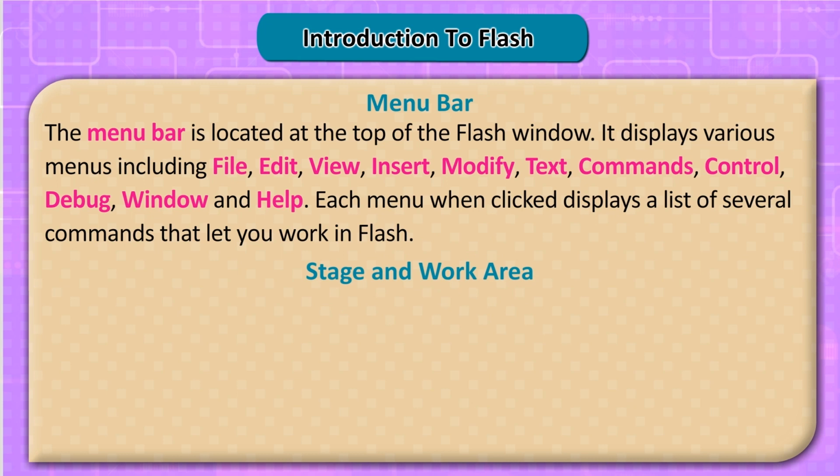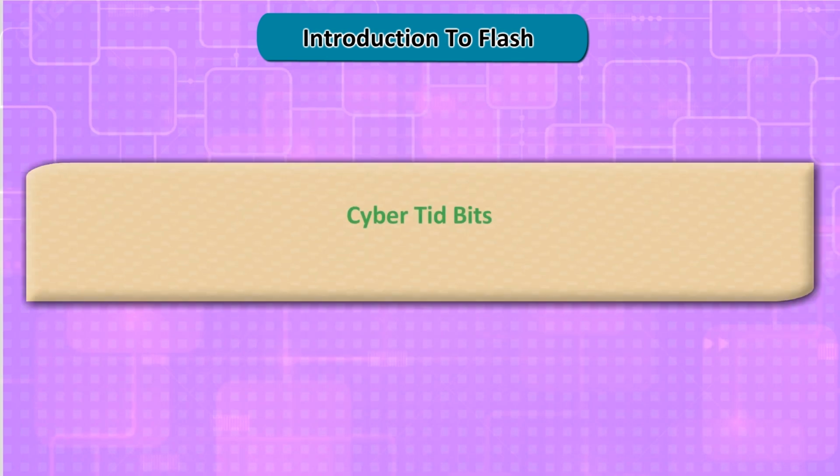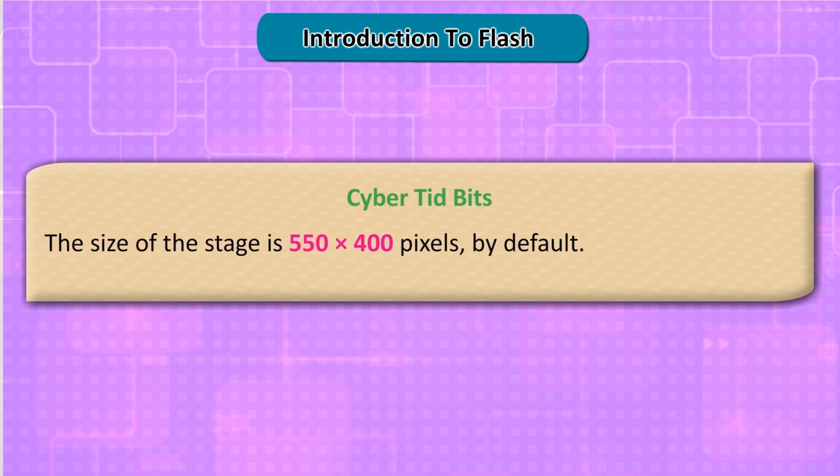Stage and Work area. The white rectangular area in the center of the Flash window is called the stage. This is where you can draw pictures, graphics and animations. The gray area surrounding the stage is called the work area or backstage. You can also place objects on the work area but these objects will not appear in the final Flash animation or movie. Cyber Tidbits. The size of the stage is 550 x 400 pixels by default.